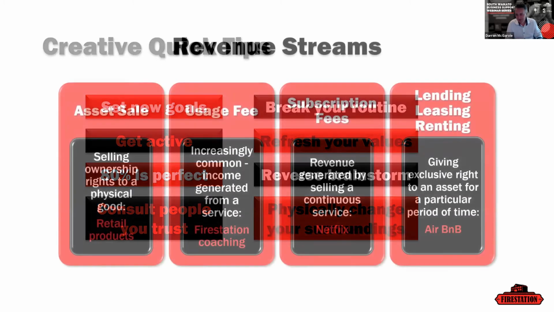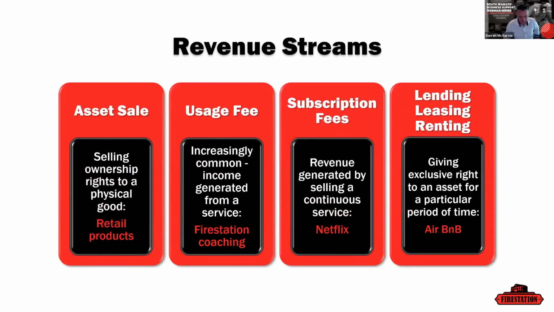What else we got? Okay, so let's get into some different ways of generating revenue. These are quite high level, and I think some of these things are very common. So for instance, I've got the asset sale, which is very common. Can I sell a physical good? Now look, I know that seems blatantly obvious, but if you're typically a service provider, is there a physical item that you could be selling alongside your current offering or instead of your current offering?